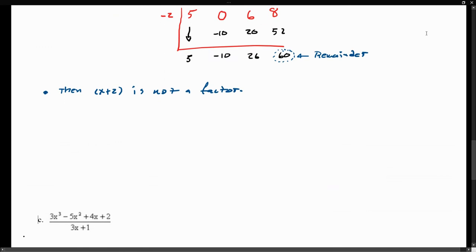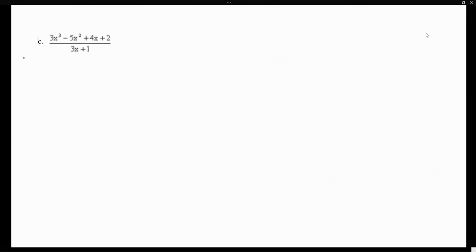Well, let's take a look at the denominator. So we got 3x plus 1. And let's just solve for x. Minus 1. So 3x equals minus 1, and we divide by 3. So now we know that x is minus 1/3.